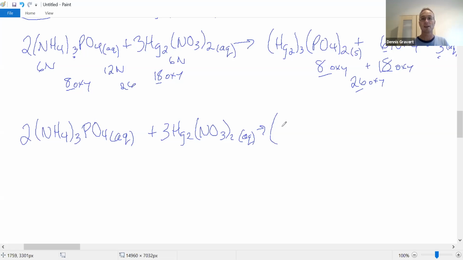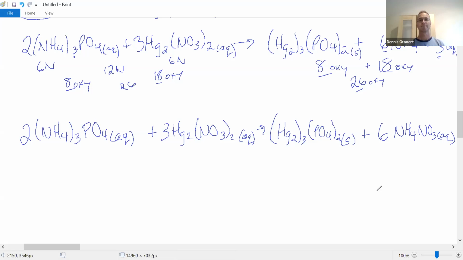Going to a solid. Hey, this is a precipitation reaction. Mercury I phosphate is the chemical formula of the solid, or the precipitate. And then the byproduct is 6 molecules of ammonium nitrate that are dissolved in the water. Complete ionic equation is next. Oh, maybe I should write that. Let's put it up here.